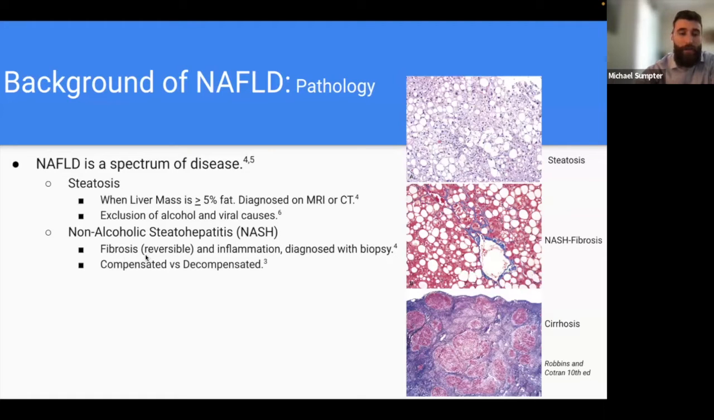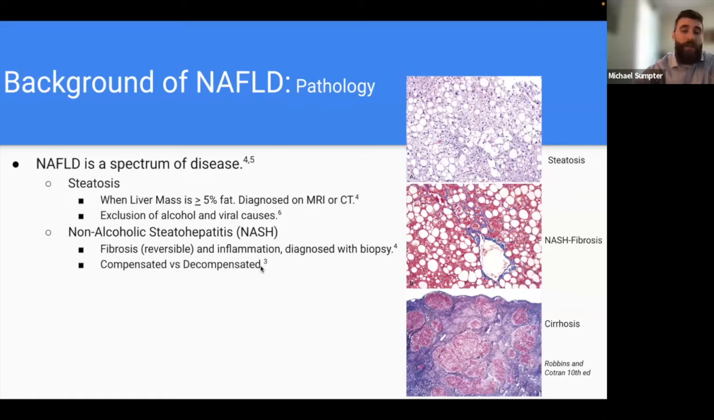The next stage of the disease is non-alcoholic steatohepatitis, or NASH, and this is going to be characterized by fibrosis, which is reversible, and inflammation. This is going to be diagnosed on biopsy in contrast to steatosis. And there's going to be kind of two substages of NASH. This is going to be compensated NASH, which is basically just a patient who is still asymptomatic, which I think is pretty remarkable that someone can be walking around with an inflamed liver that is beginning to accrue fibrous tissue and a significant portion of fat, and they still won't show any symptoms at all.